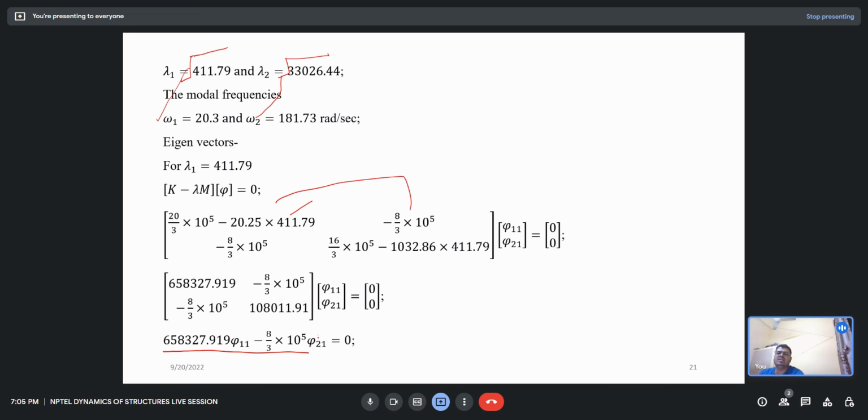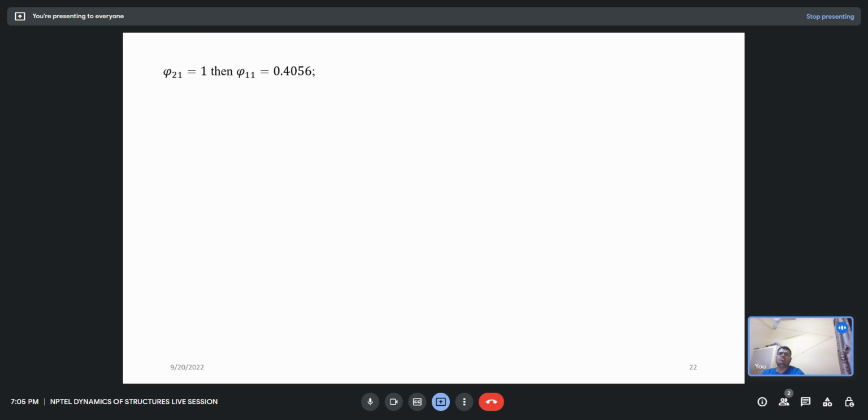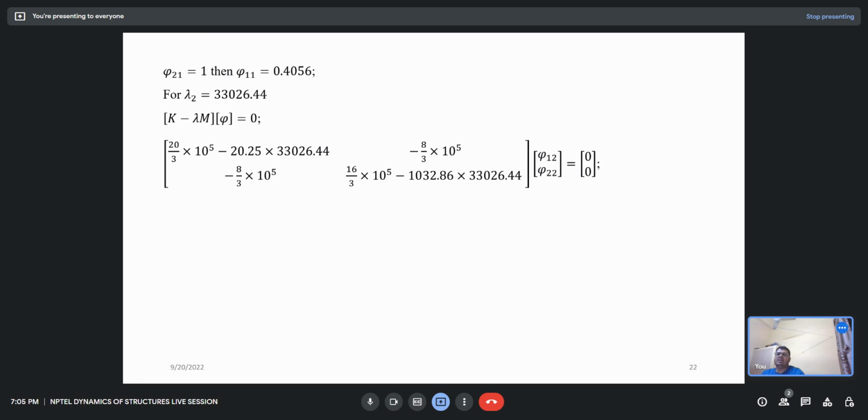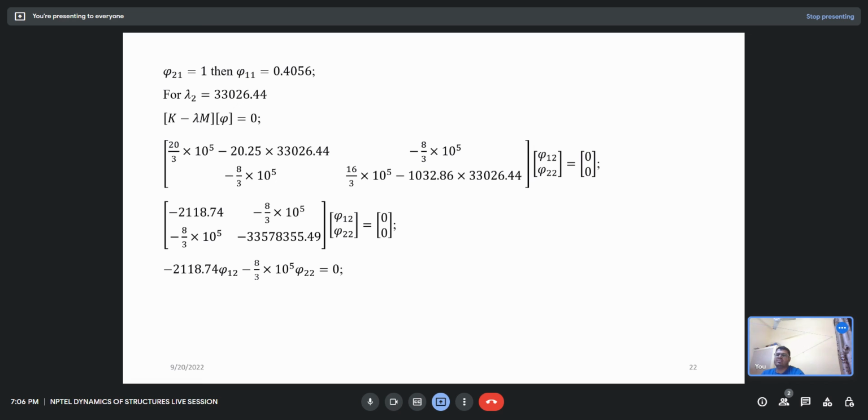From here, if I consider phi 21 as 1, phi 11 comes out to be 0.4056. For lambda 2, 33,026.44, K minus lambda M comes out to be this one. If I repeat the same procedure, rearranging the terms and considering the first row, with this equation as 1, my phi 12 comes out to be 125. So these are my modal mode shapes.